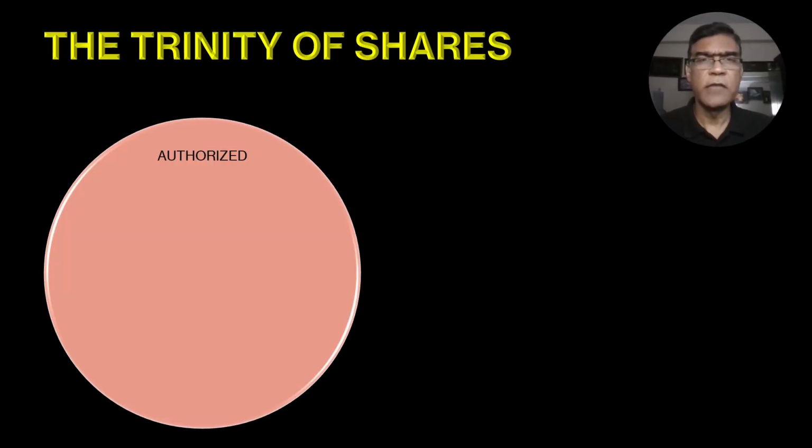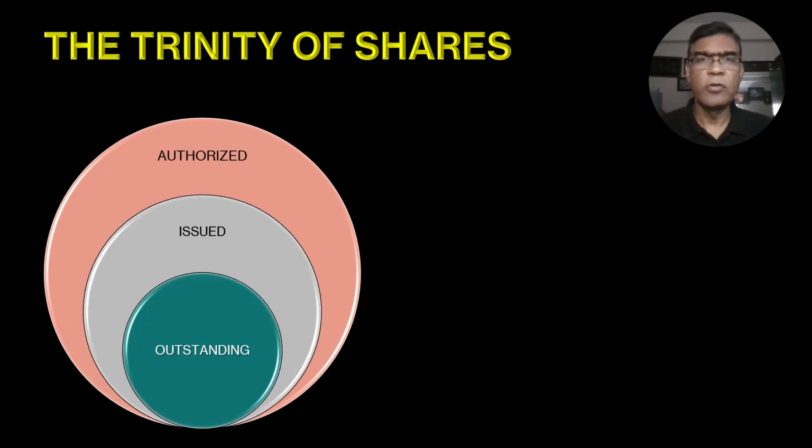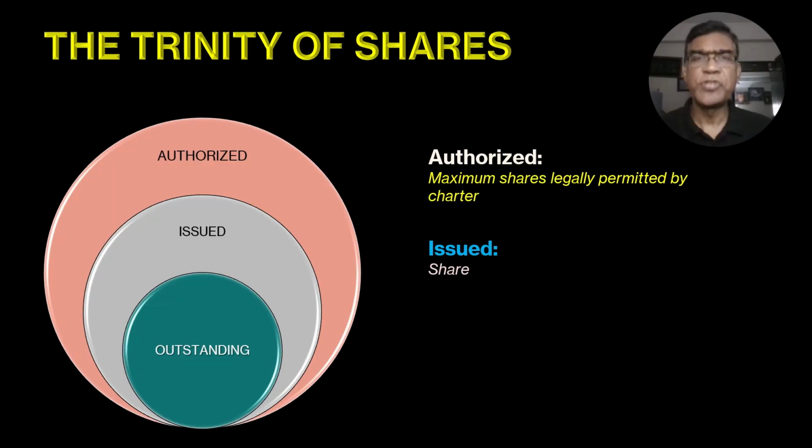Here we see the trinity of shares, the three essential categories that define a corporation's share structure. At the outer layer are authorized shares, the maximum number of shares that the company is legally permitted to issue under its charter. Within that, we have issued shares, which represent the portion of authorized shares that have actually been sold or distributed to shareholders.